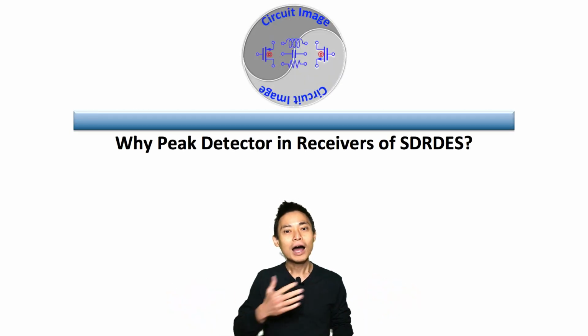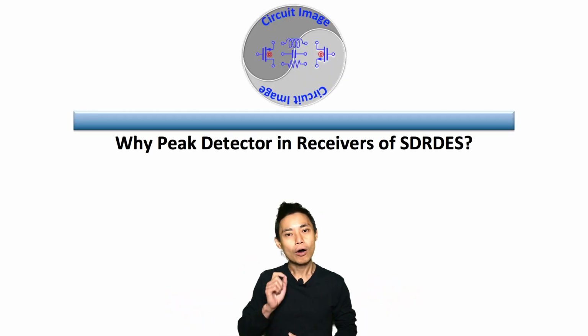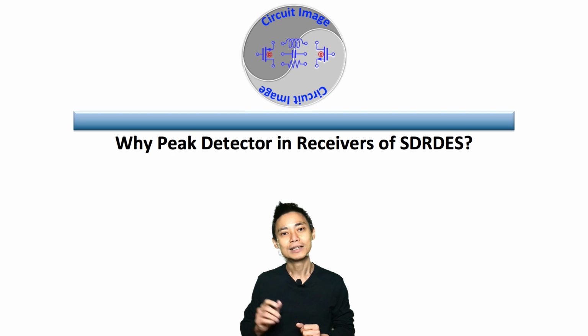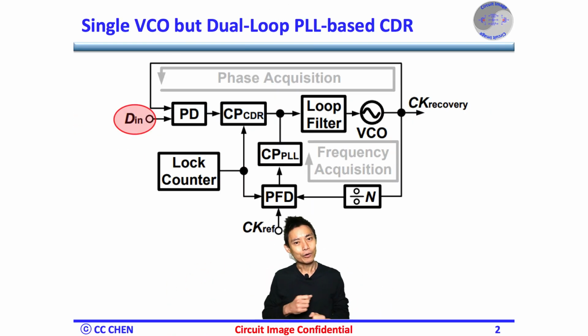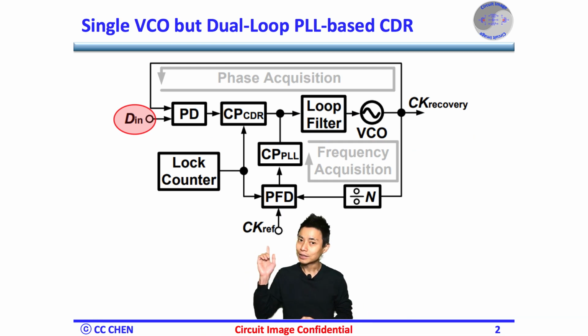In this video, I'm going to show you why we need a peak detector in receivers of SerDes. Before talking about the peak detector, let's review the clock data recovery (CDR) at the receiver one more time.